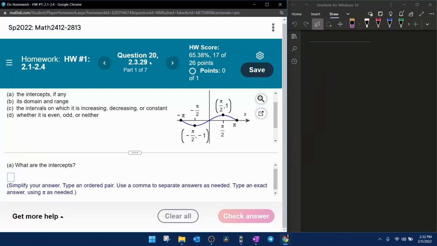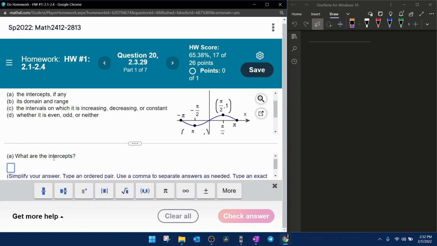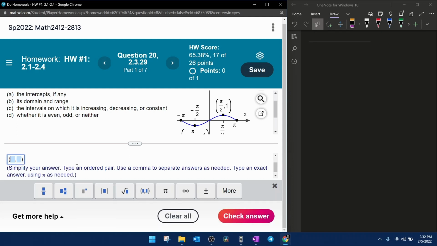Question number 20 from our Precalculus homework number 1 in MyLab Math. Here they've given us the graph of a function. They want us to find the intercepts, if any. What are the intercepts? Now that, to me, sounds like it's asking for both x and y intercepts. So we will start with the x-intercepts as an ordered pair. It does say type an ordered pair.